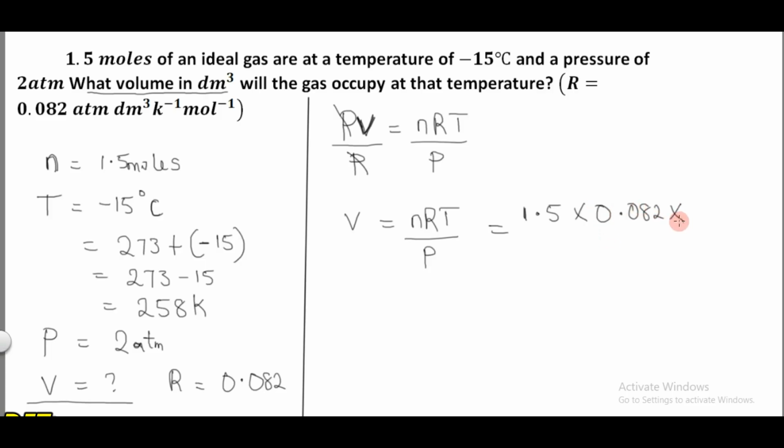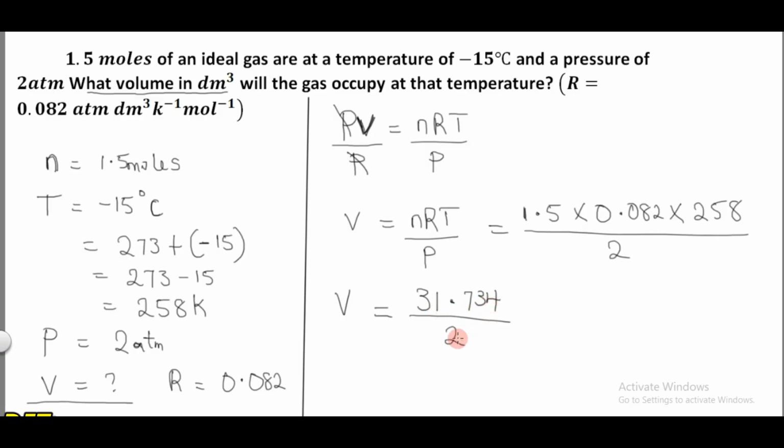Times T. My T is the temperature in Kelvin, and it is 258 Kelvin. So times 258, divided by P. My P is 2 atm, so divided by 2. So my V will be equal to 1.5 times 0.082 times 258. That will give me 31.734, divided by 2.